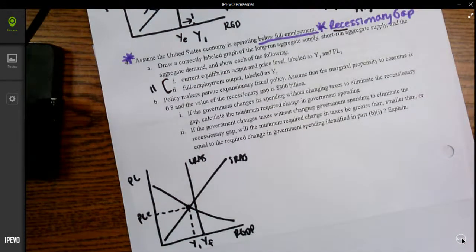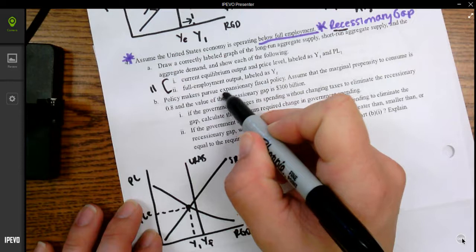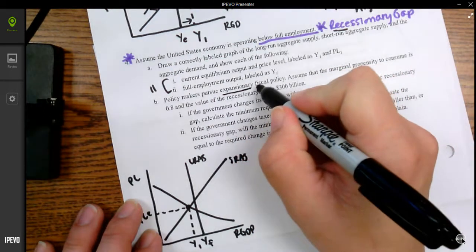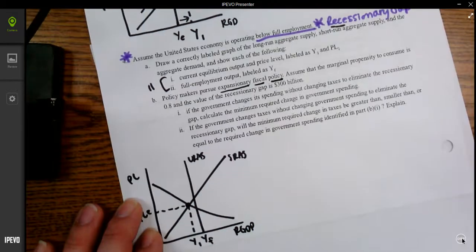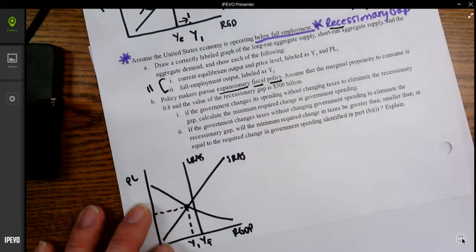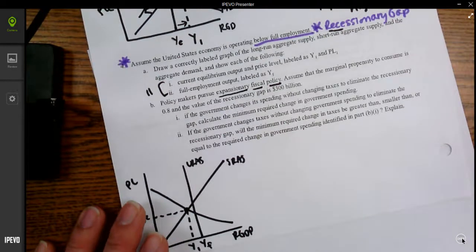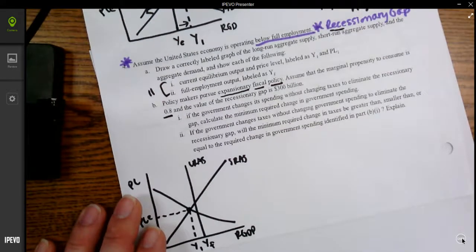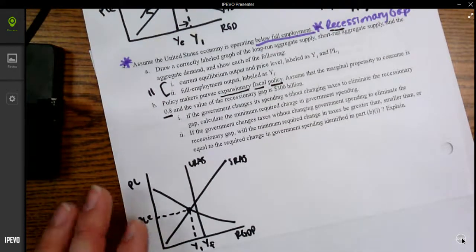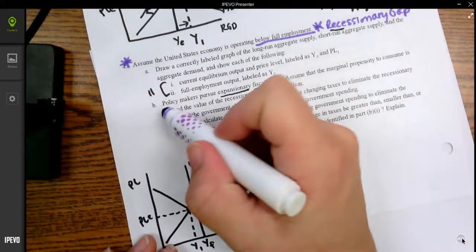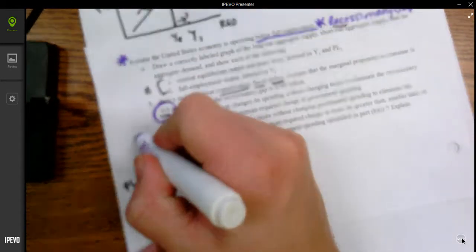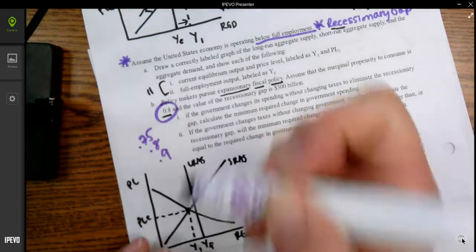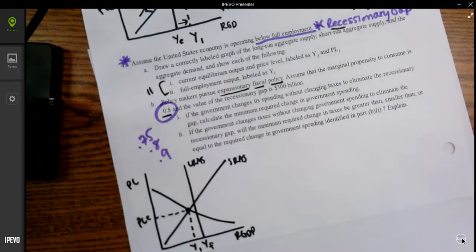Policymakers pursue expansionary fiscal policy, so we should see taxing or spending happening because that's what fiscal policy is. If we want to expand the economy, we want people to have more disposable income to spend. Assume that the marginal propensity to consume is 0.8 and the value of the recessionary gap is 300 billion. There it is. Remember, I told you you're going to get MPCs usually of 0.75, 0.8, or 0.9, and lo and behold, we've got a 0.8.